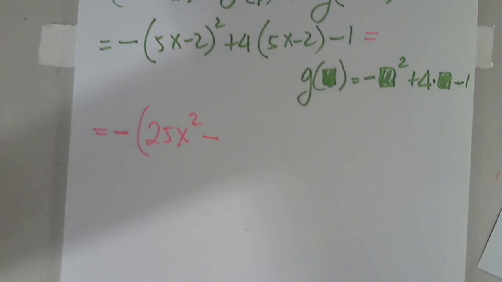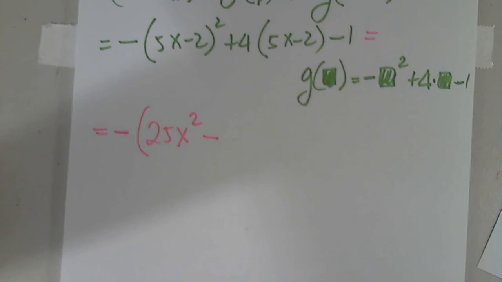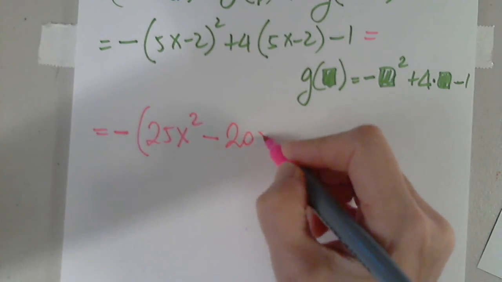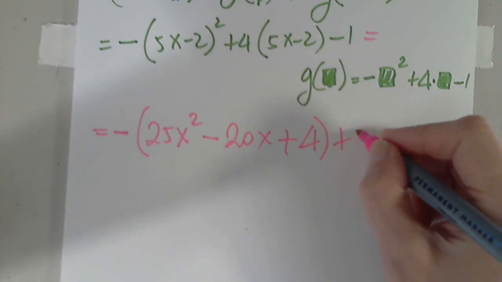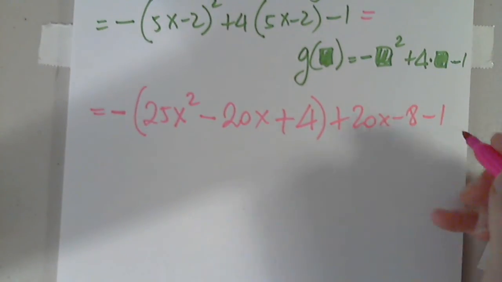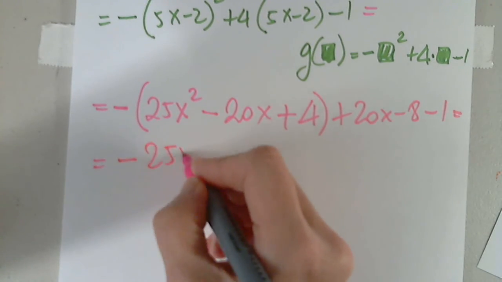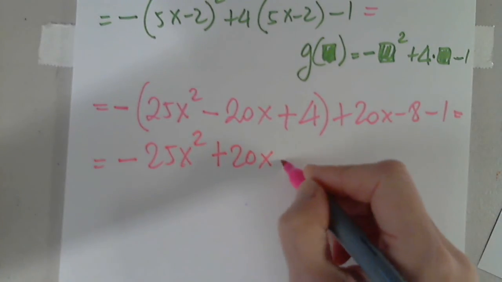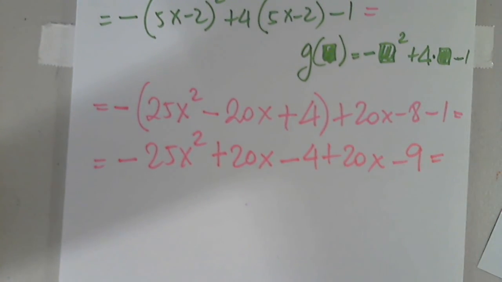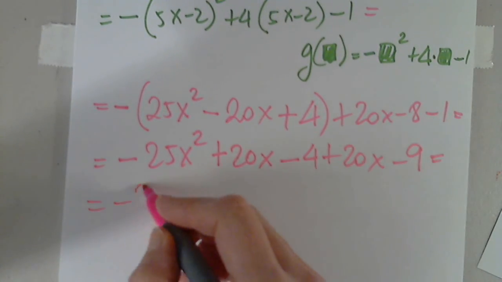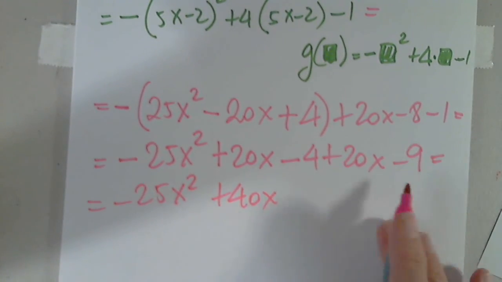Because this is minus, I have to write minus. Multiply these 2 terms and multiply by 2. 1. Very good. And then plus? 4. Excellent. This is easy. 20x minus 8 minus 1. Now I have to distribute negative 1 to all 3 terms. Negative 25x squared, but plus 20x and minus 4. And then plus 20x, and this is minus 9. Finally, combine like terms. Negative 25x squared plus 40x. And then, of course, minus 13.